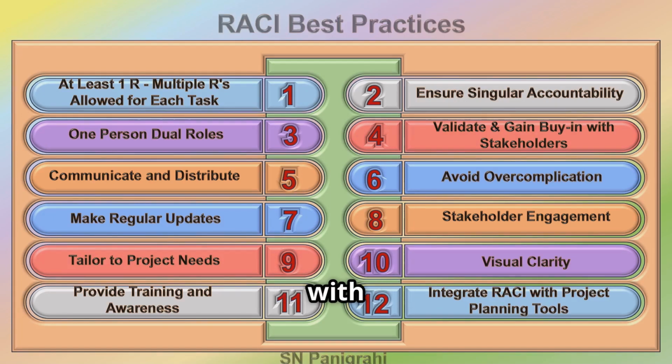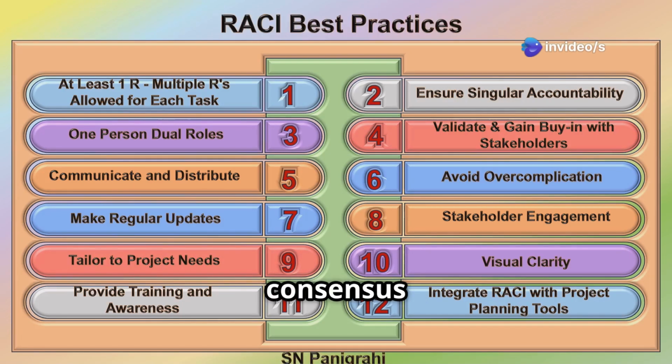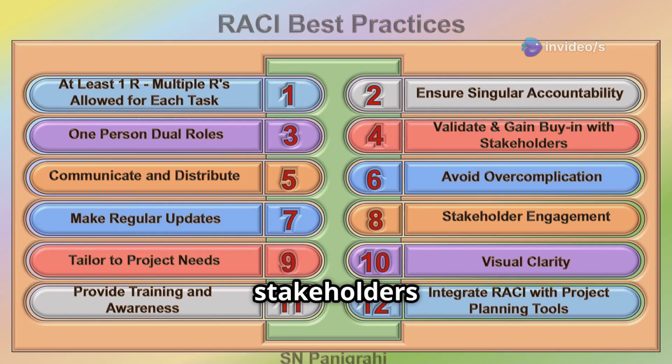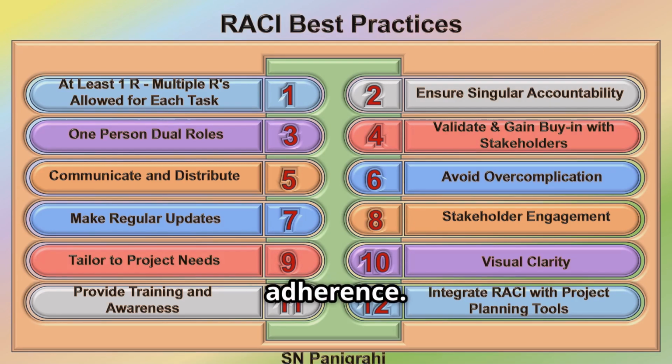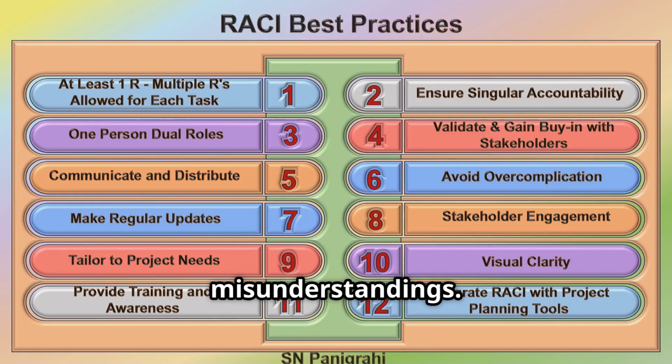Validate and gain buy-in with stakeholders. Review the matrix with all the concerned stakeholders to confirm accuracy. Gain consensus and approval from all stakeholders to ensure commitment and adherence. Communicate and distribute. Share the finalized RACI matrix with the project team and relevant stakeholders to ensure everyone understands their roles. Effective communication demonstrates improvements in communication flow and reductions in misunderstandings.